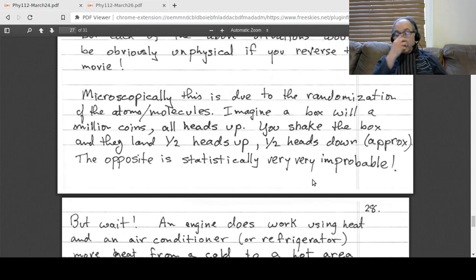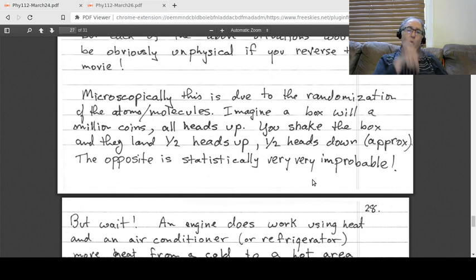Because the odds of the first coin landing heads up are a half. The odds of the second coin landing heads up are also half. The odds of the two together landing both heads up are a half times a half, which is a quarter. So for every coin, you have to multiply by a half. A half multiplied by itself a million times is 1 over 2 to the power 1 million, which for all intents and purposes is 0. So that's a statistically very, very improbable event.